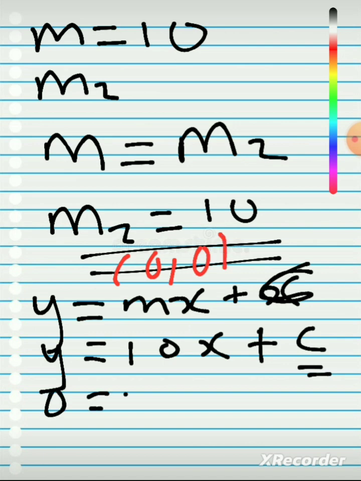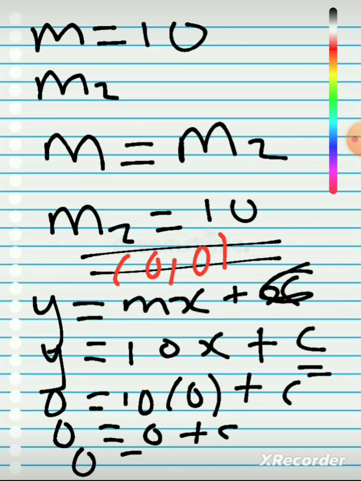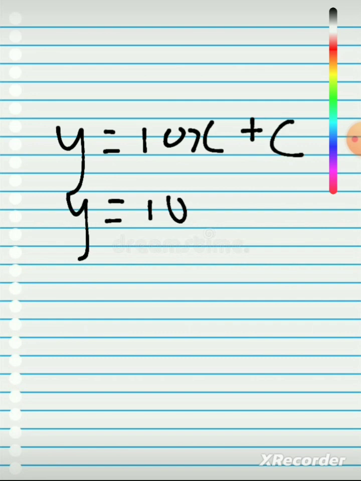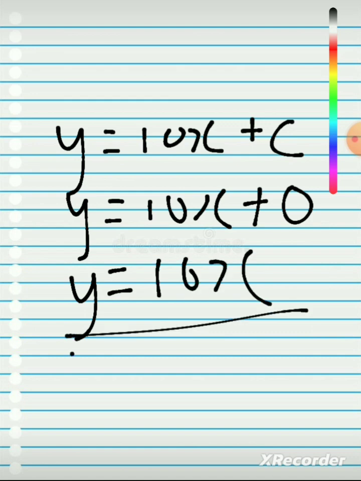So y is 0, 10, x is also 0, plus c. So it's going to be 0 = 10 times 0, which is 0, plus c. So 0 = 0 + c. So our c is 0. Our m is 10, our c is 0. So we can continue. We have y = 10x + c. So y = 10x plus our c, which is 0, which simply is y = 10x. This is the equation of the line parallel to our line.